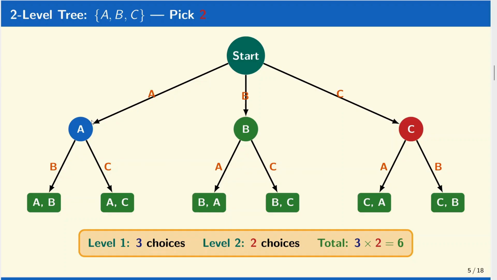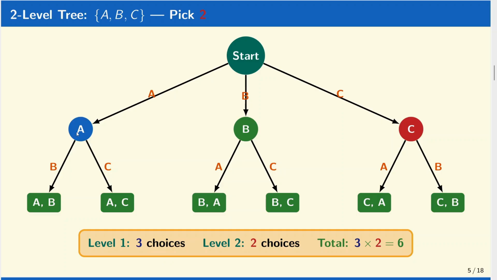We can choose A, we can choose B, or we can choose C. This is our first level of the tree, and as you can see at the bottom of the screen, for level 1, we have exactly 3 choices. Let's imagine we walked down the first path and chose the blue circle A.